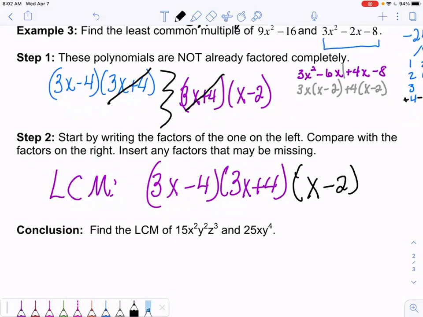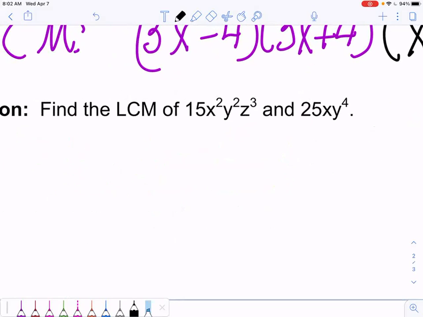All right, let's look at this last one. So find the least common multiple of 15x squared y squared z cubed and 25xy to the fourth. Do they need to be factored? No, because there's no addition sign. You only factor when there's addition or subtraction and it's an expression that's a binomial or a trinomial. So that means we have to look at the numbers first. We need the first multiple or the first number that both 15 and 25 will divide into. So think of your multiples of 15 and your multiples of 25.